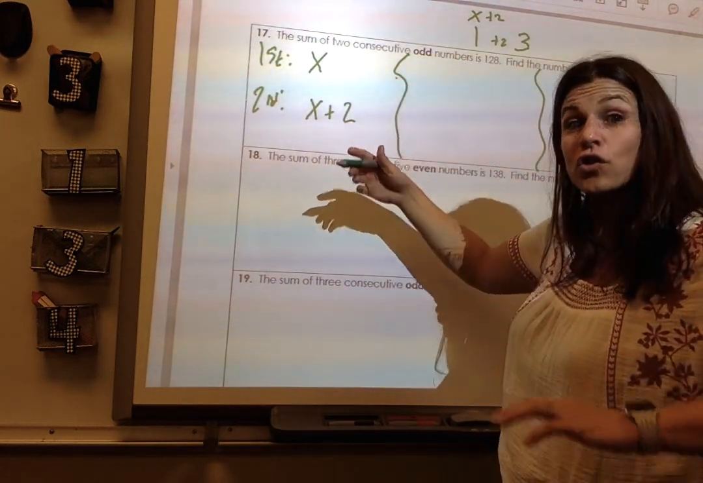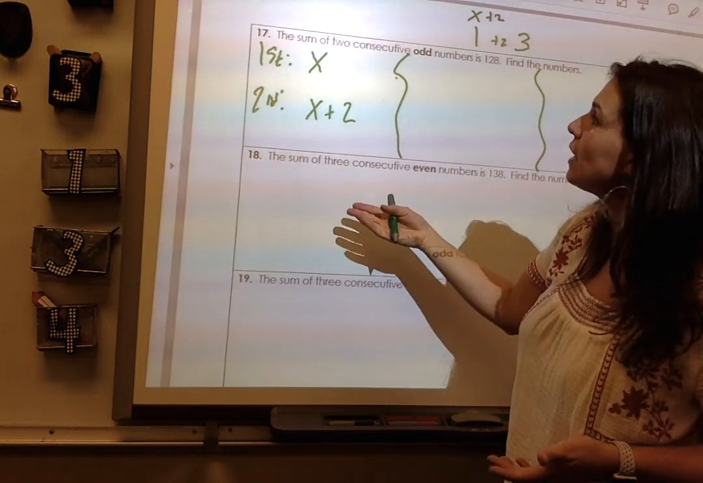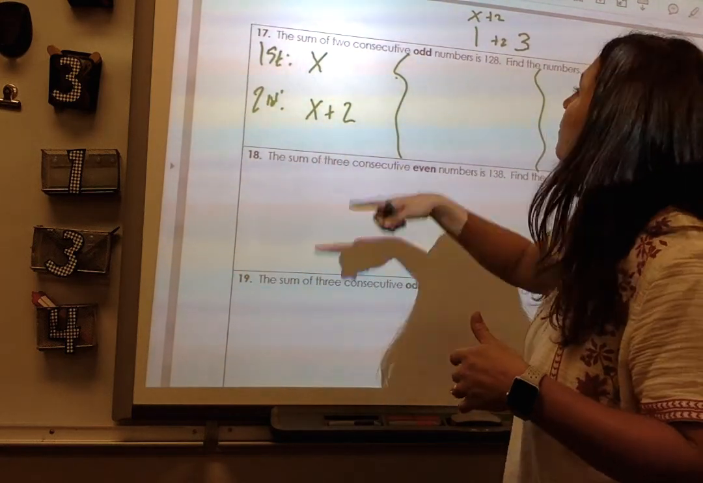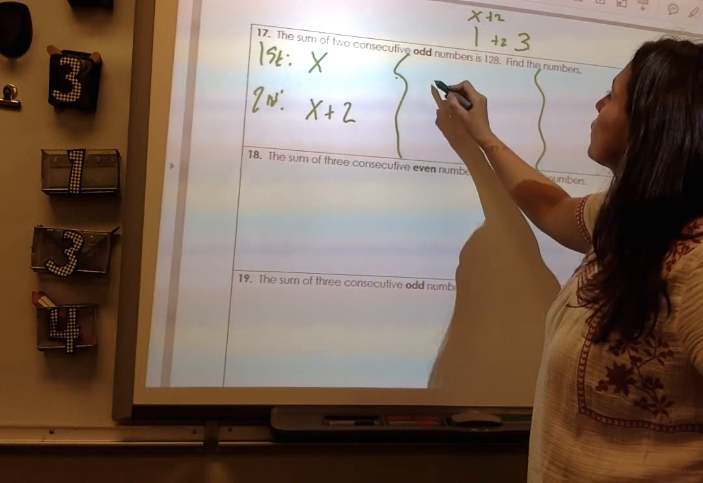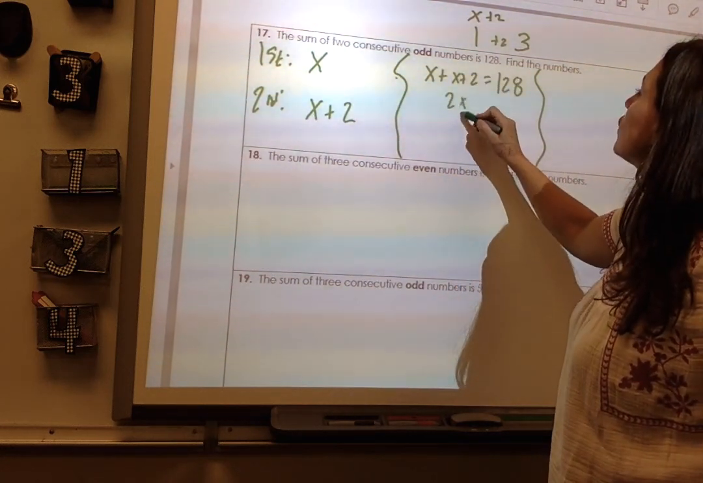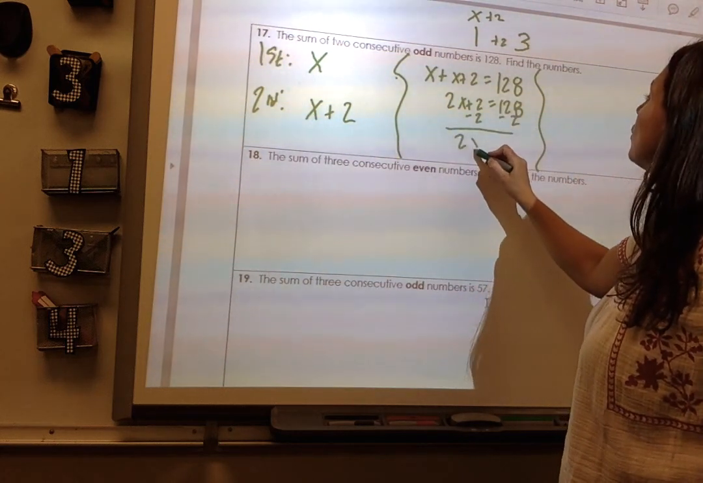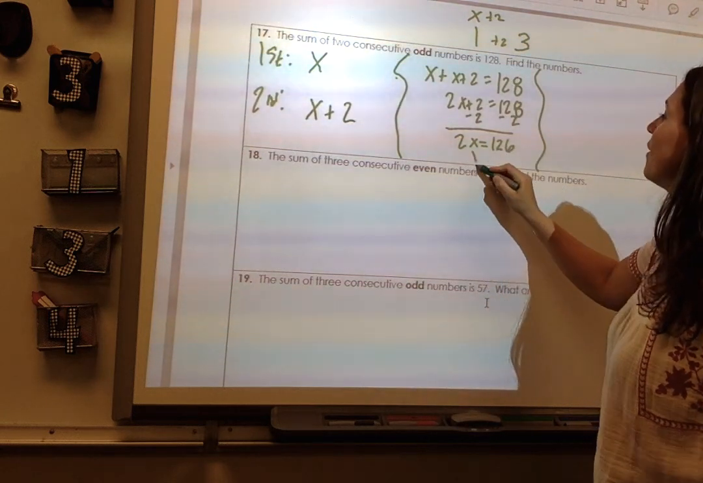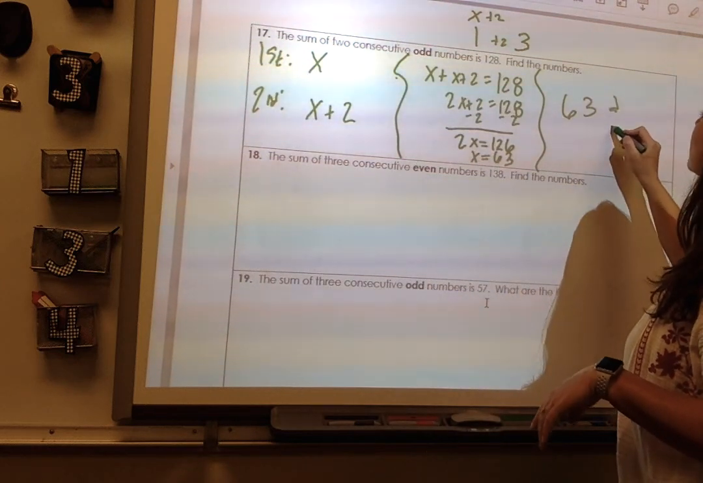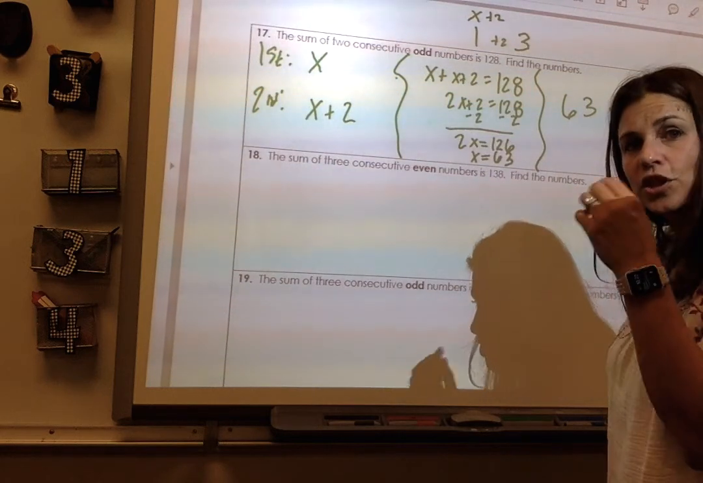It looks the same as even. You're still adding 2 because you're still skipping a number. So consecutive odd is very similar to consecutive even, how you set it up, because your pattern is you skip 2. So the sum is 128, so I do x plus x plus 2 equals 128. So I get 2x plus 2 equals 128. Subtract 2. I get 2x equals 126, and then x, of course, equals 63. And it's odd. So 63, the next one is 65, and do they add to 128? They do, so it checks out.